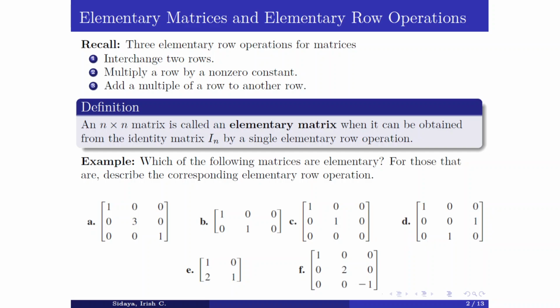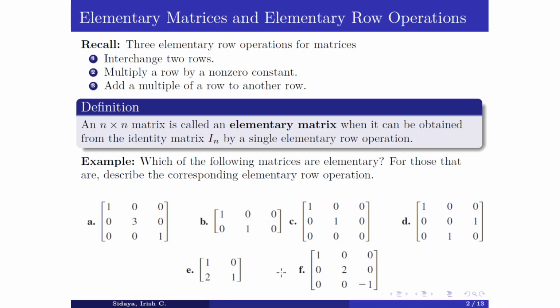Next, letter D. This is an elementary matrix. And this can be obtained from a 3 by 3 identity matrix by interchanging rows 2 and 3.